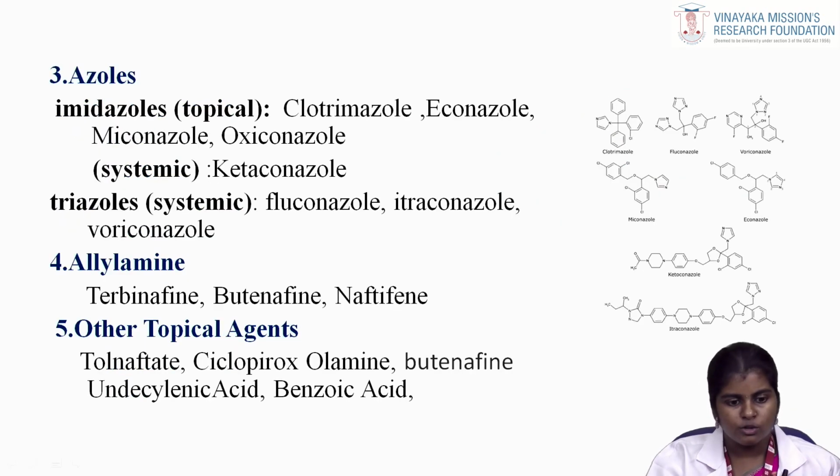Moving on to the azole group of antifungal drugs, that is imidazole. These are topically used antifungal drugs: clotrimazole, econazole, miconazole and oxiconazole. Coming to systemic, it can be used both orally and systemically, that is ketoconazole. Coming to triazoles, which are effective systemically: fluconazole, itraconazole, voriconazole and the newer drug posaconazole. Coming to allylamines: terbinafine, butenafine, naftifine. Other topical agents such as tolnaftate, ciclopirox olamine, and undecylenic acid and benzoic acid.